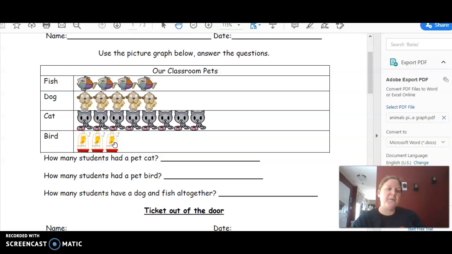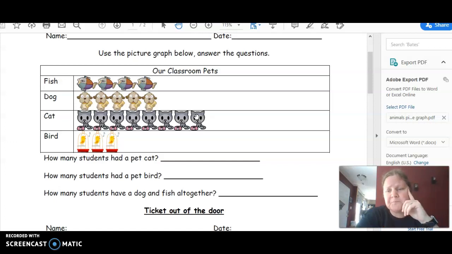Okay. How many people had cats? Let's check and see if you're right. What do I have to do? I have to find my cat row. Here's my cat row. I go across and count my cats. Count with me. 1, 2, 3, 4, 5, 6, 7, 8. Did you get 8? Yes, 8 cats. 8 people had cats. Which one's more, birds or cats?